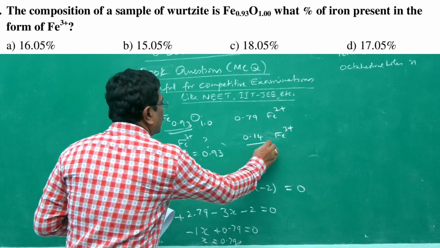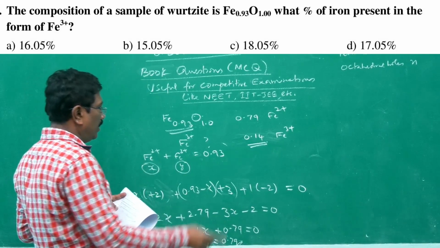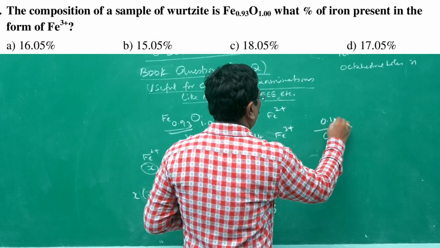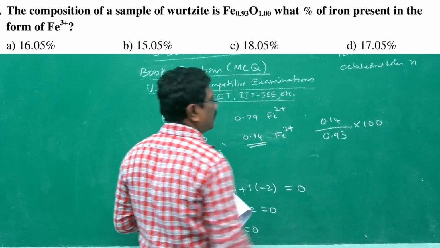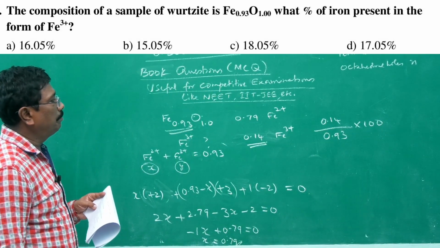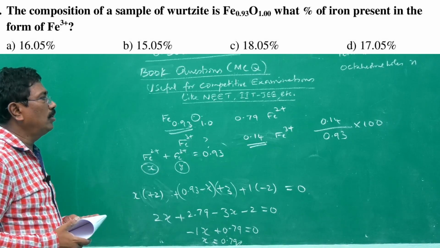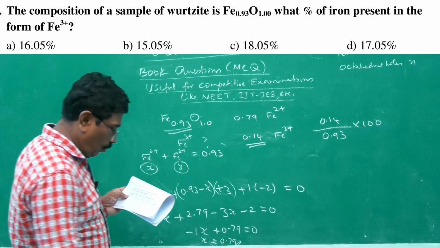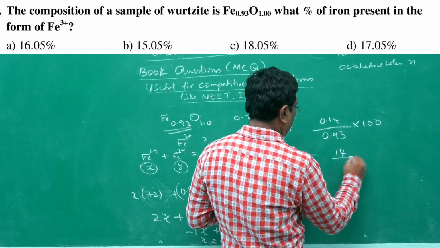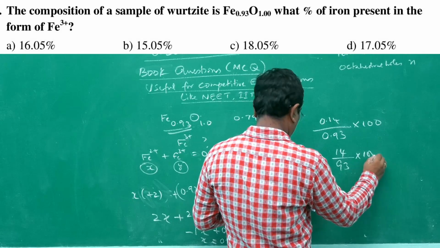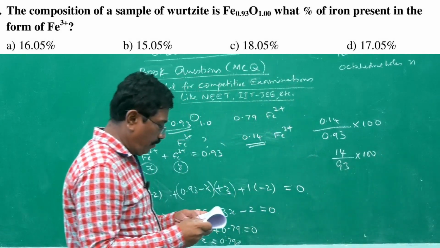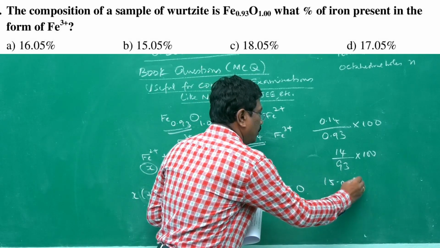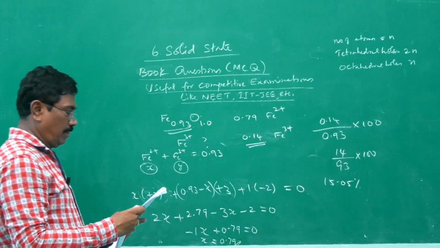This percentage is asked. In 0.93, we have 0.14 and therefore in 100, what may be the percentage? It may be a little bit higher. 14 divided by 93 into 100. So the percentage may come to 15.05. So 15.05 percentage. All right. The next question.